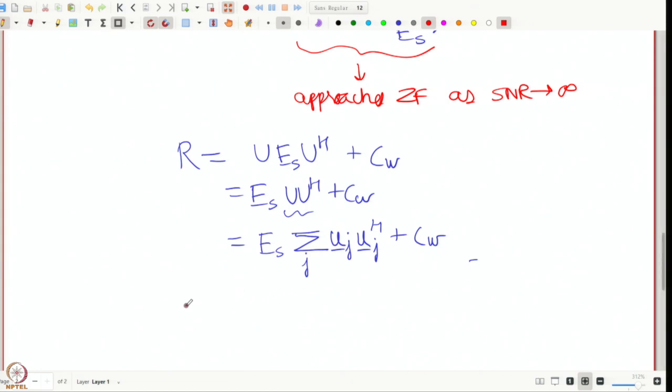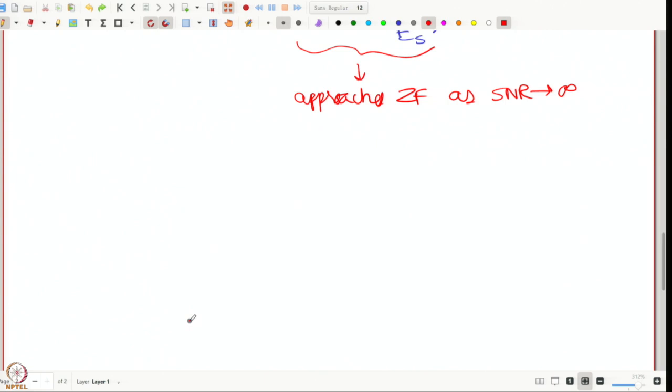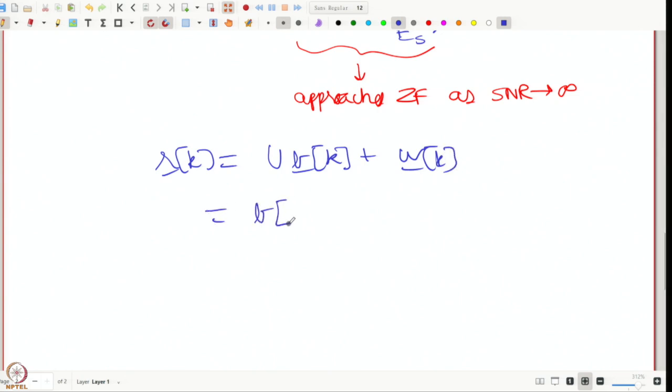So now over here, let us write this in two parts. Let us actually take the original signal. So you have R_k equal to U B_k plus W_k. Now let us write this in two parts. This is going to be B_k, notice that I am writing B_k without the underscore, which means this is that number, times U_0, plus summation over j, such that j is not equal to 0, B_j U_j, plus W_k.